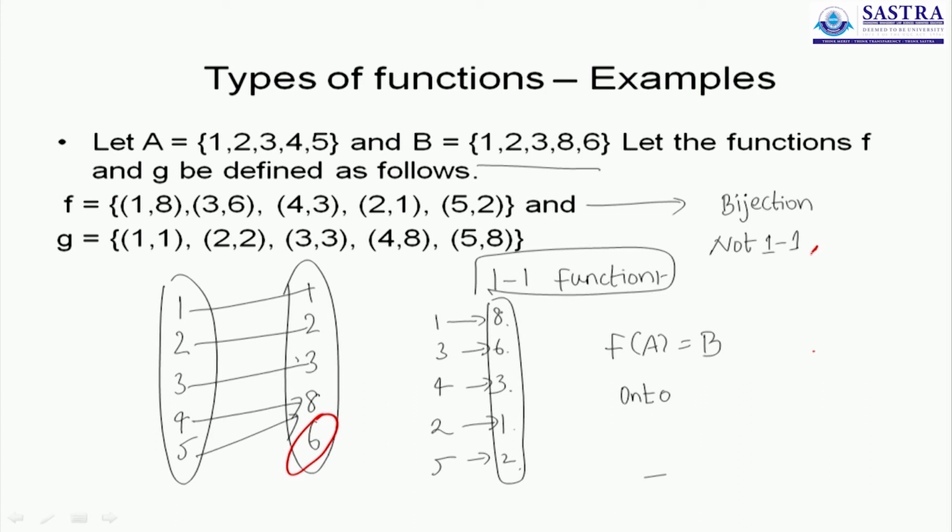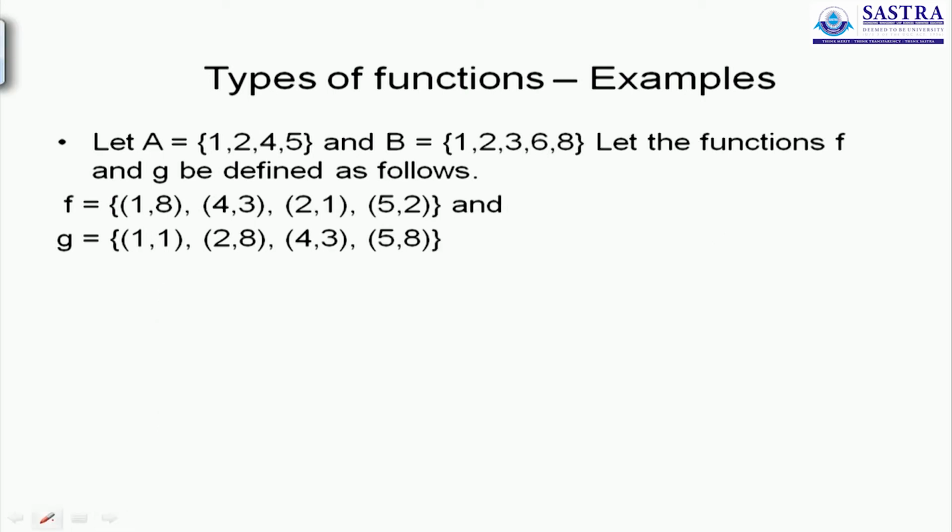Therefore, it's not 1 to 1, not onto. So it's neither 1 to 1 nor onto. And we also saw that it cannot be an identity function. And since it is not 1 to 1 and also not onto, we cannot define the inverse of the given function.